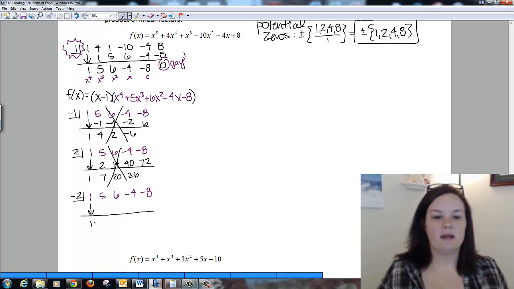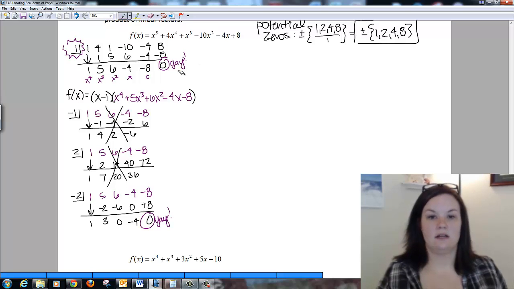Okay, so I bring my 1 down. 1 times -2 is -2. I combine down, I get 3. 3 times -2 is -6, which gives me 0. 0 times -2 is 0, which gives me -4. -2 times -4 is +8, which gives me a 0. Yay!